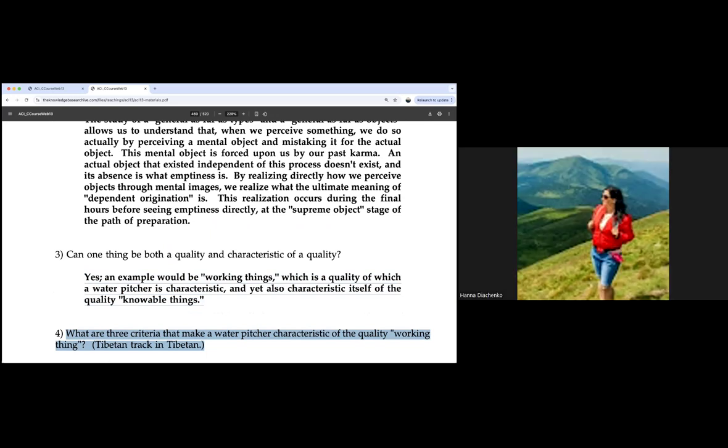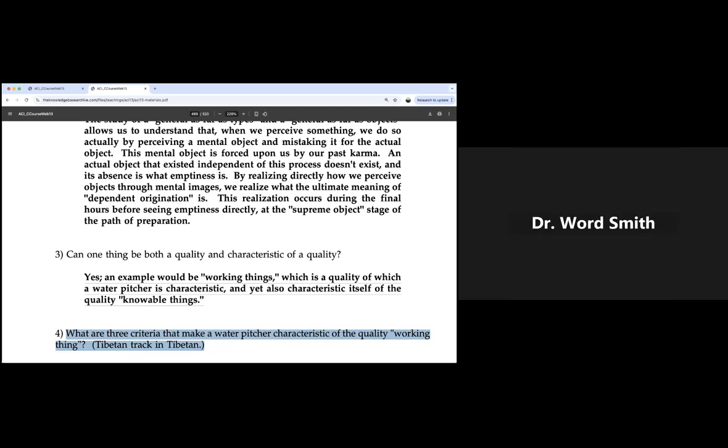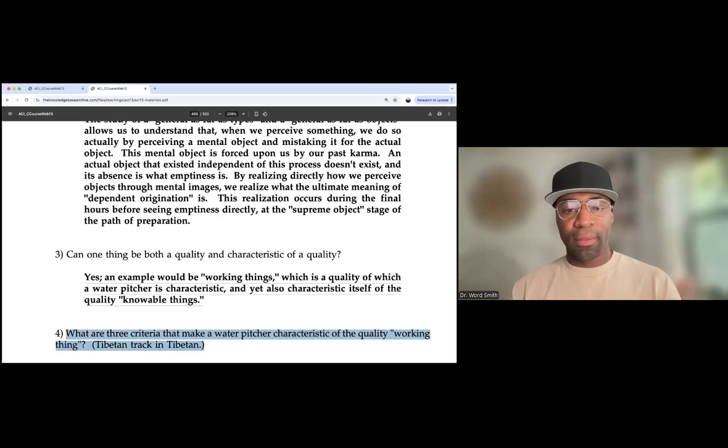What are three criteria that make a water pitcher characteristic of the quality working thing? They're asking for the classical definition of a water pitcher. Because that's a thing. What are the three criteria that make a water pitcher characteristic?